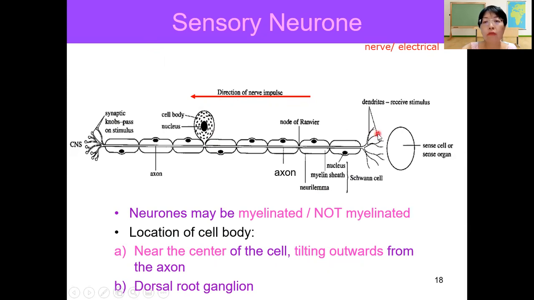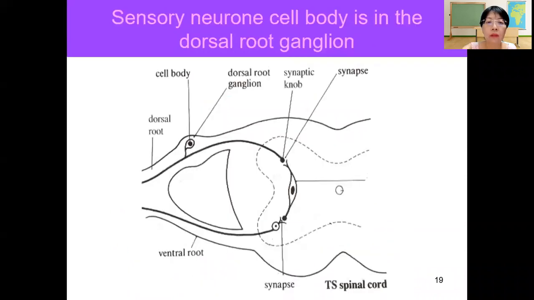It must always start from the dendrite and end at the synaptic knob, because the sense cell or sense organ is located here. So this is the beginning of the stimulus. And this is the junction to the next neuron, which may be a relay neuron, or the brain. So where is the dorsal root ganglion?